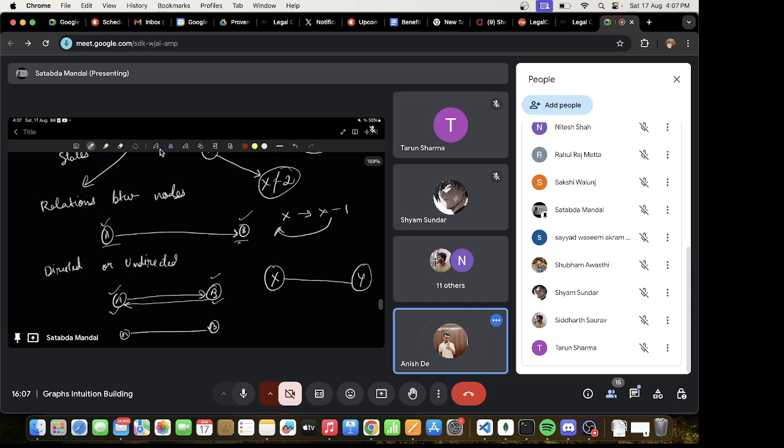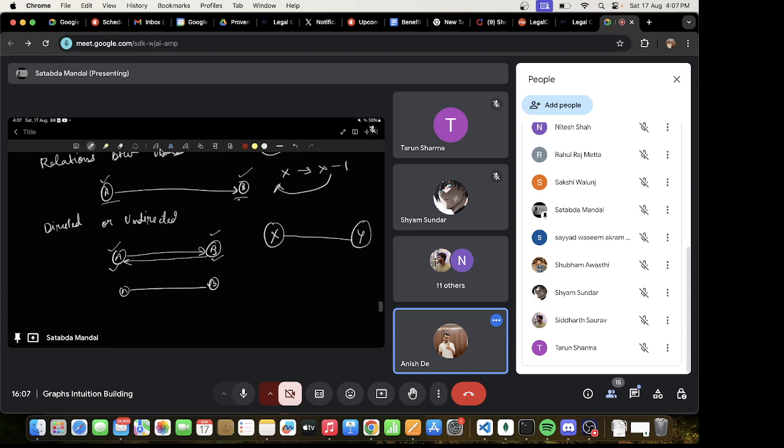Clear? How do you make the nodes? How do you determine the nature of the edges? How do you determine what algorithms you generally have to use? Any questions?